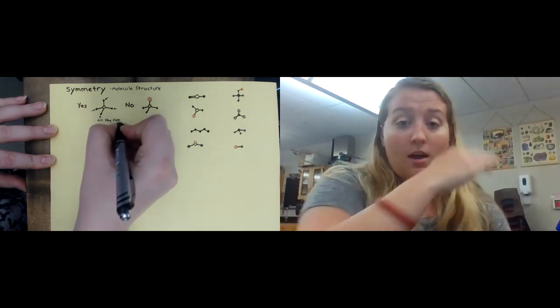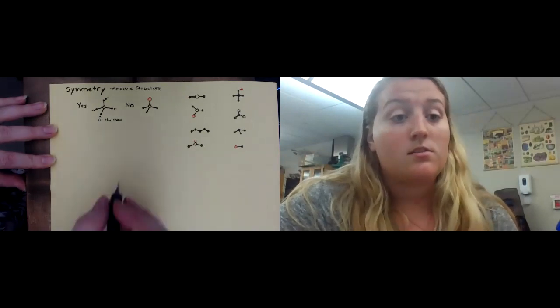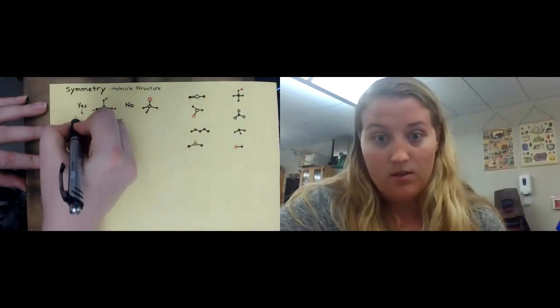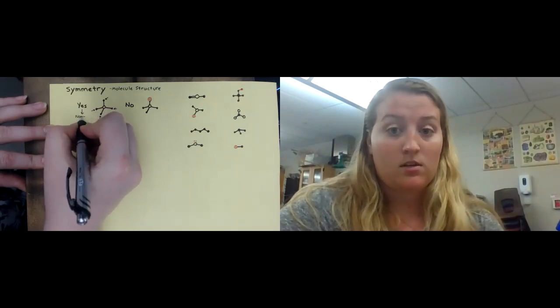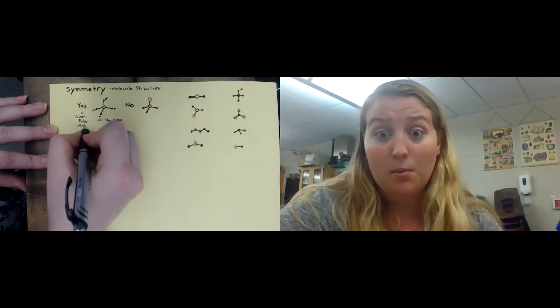And if you look, everything left and right, up and down from that central atom is the same. So what that means then is we have a nonpolar covalent bond. All right, symmetry means nonpolar covalent. If you need to remember what symmetry means, think of a butterfly, right?